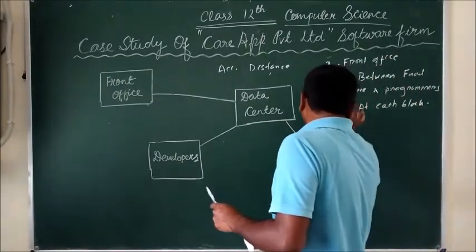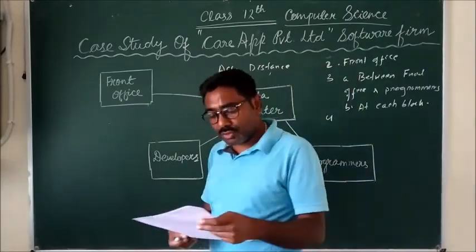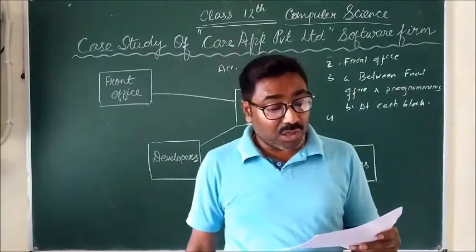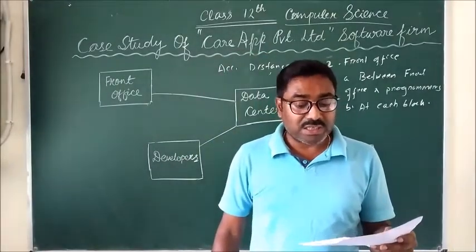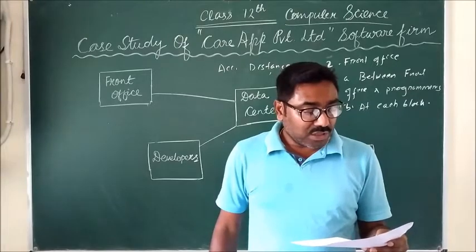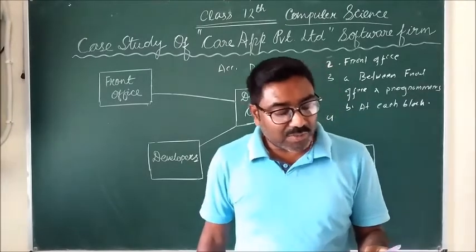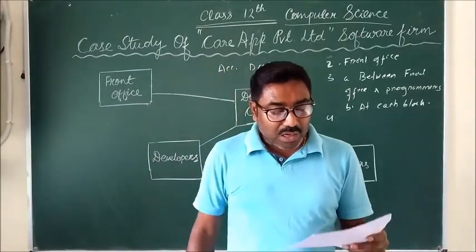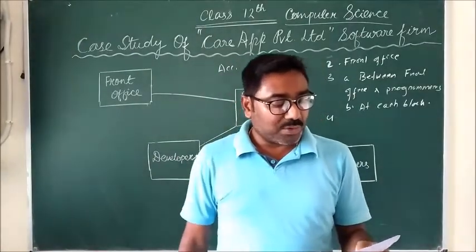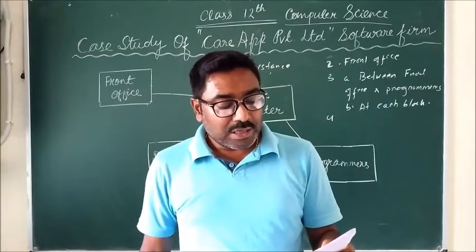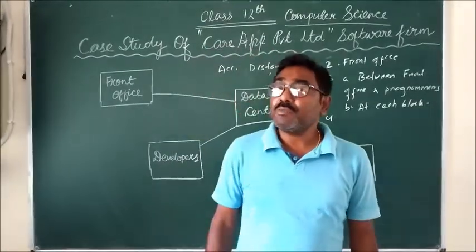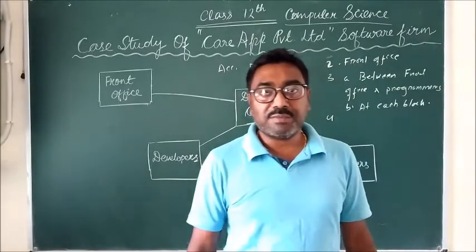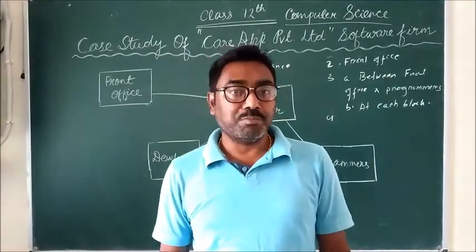Now come to the fourth question. Here is a long question. The company wants to connect the front office with the security officer's cabin, which is at the main gate, about 500 meters away from the front office. Which of the following cables should be used for connectivity? So the distance between the front office and the security officer's cabin is 500 meters.